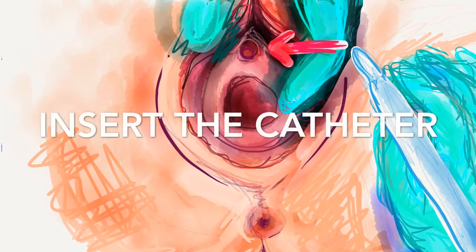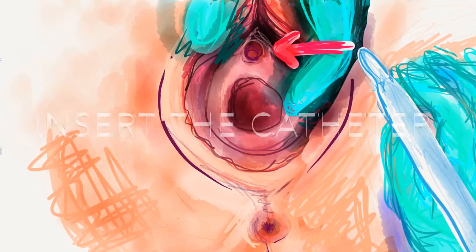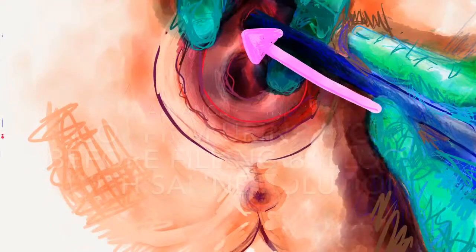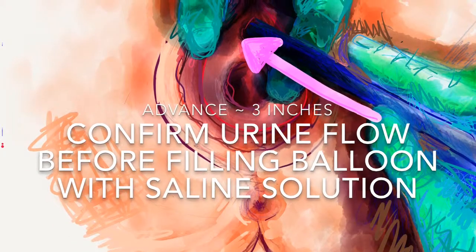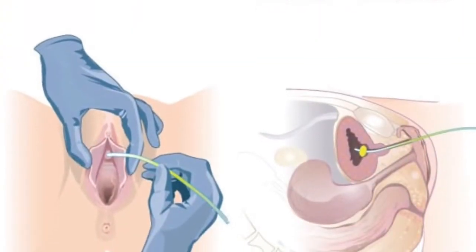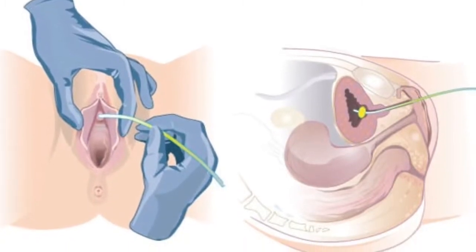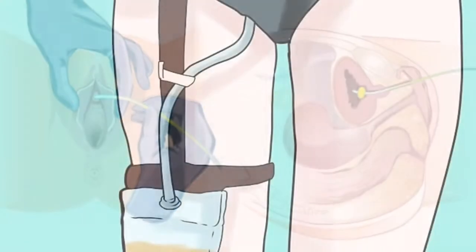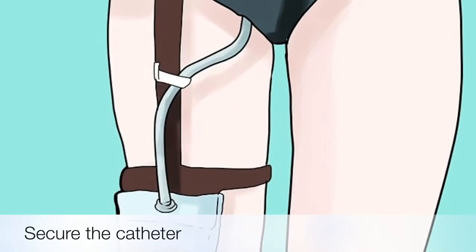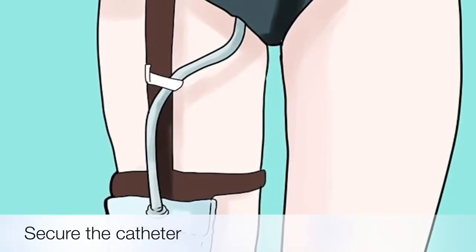Now inflate the balloon with approximately 5 milliliters of normal saline or water. The catheter is now gently pulled outward until the balloon rests against the bladder neck, which may be felt as resistance. Once in place, the catheter should be secured to the leg with tape or other means to prevent trauma to the urethra. Congratulations! You have now successfully inserted your first Foley catheter.